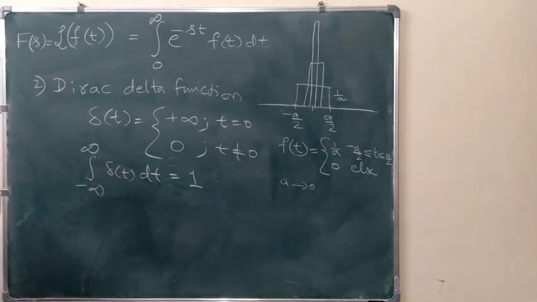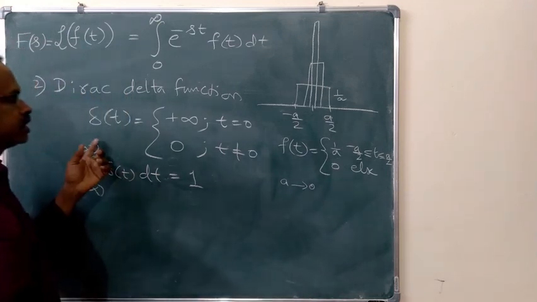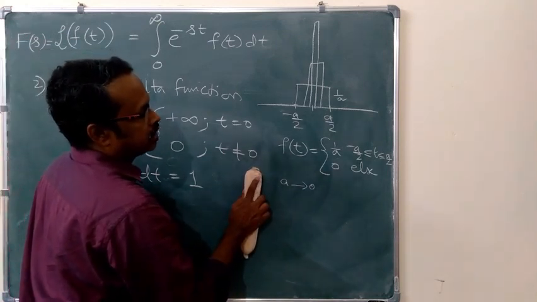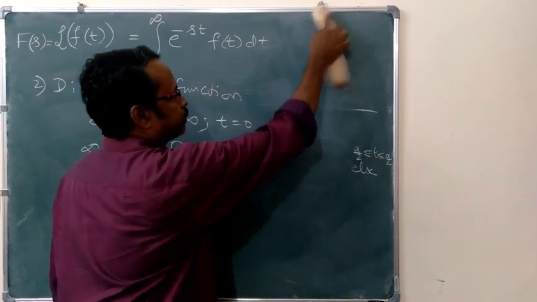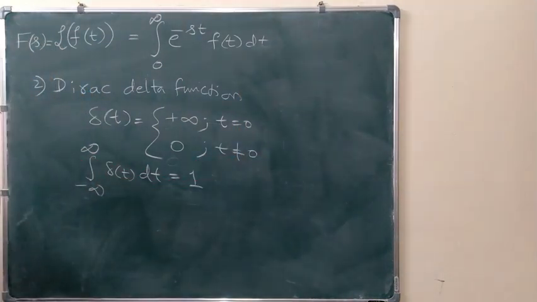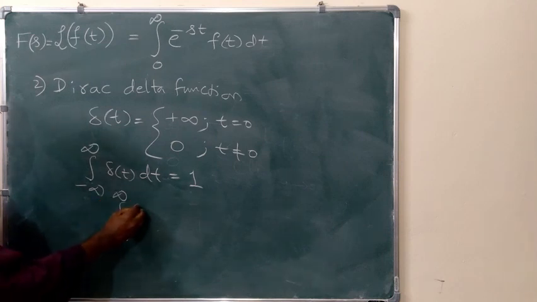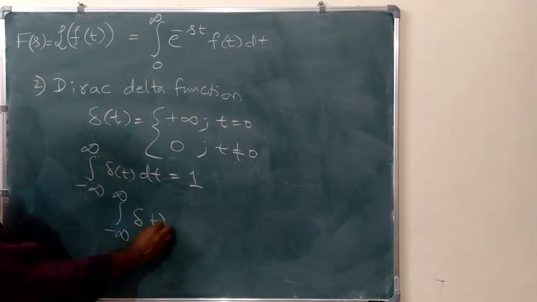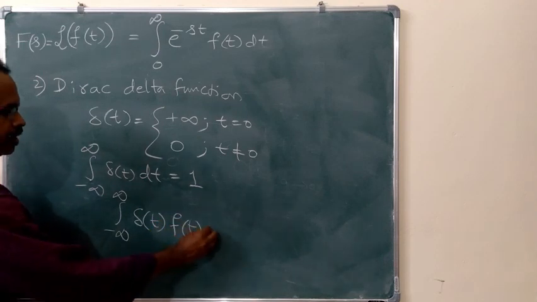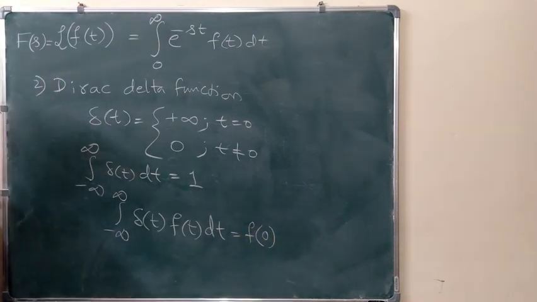This is one such approximation. There are many other approximations of this Dirac delta function. So we will imagine that such a function exists. This function has one more important property that says the integral from minus infinity to plus infinity of delta t f of t dt is equal to f of 0. That is an important property that you have to remember.